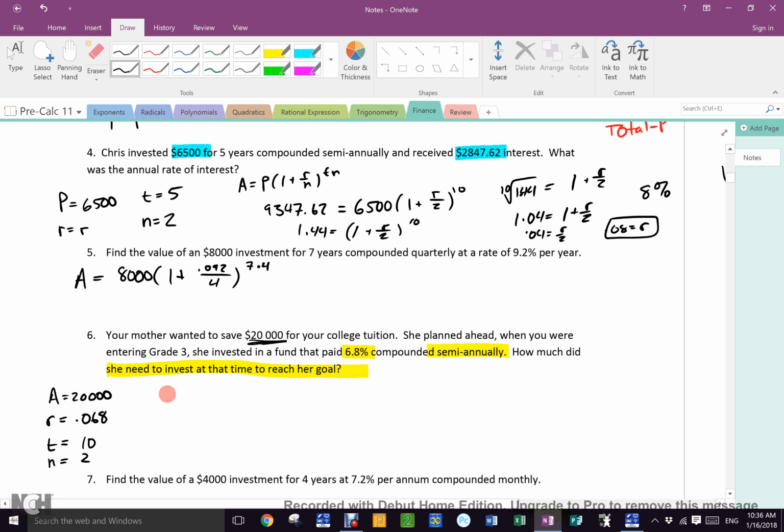So I fill out my formula. My final amount is 20,000. P times 1 plus 0.068 over 2 to what power? 2 times 10, which is 20. And then you would solve that algebraically. I can leave you with that, right? Okay, what's the next one?